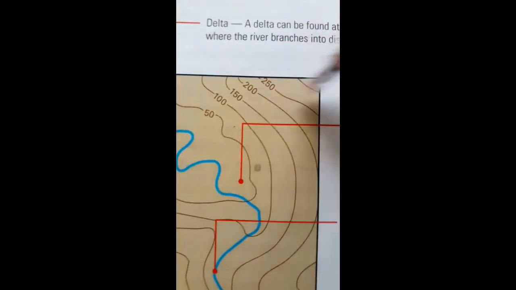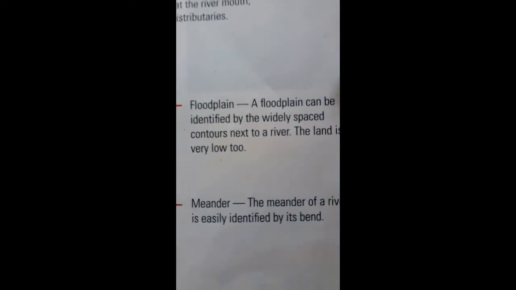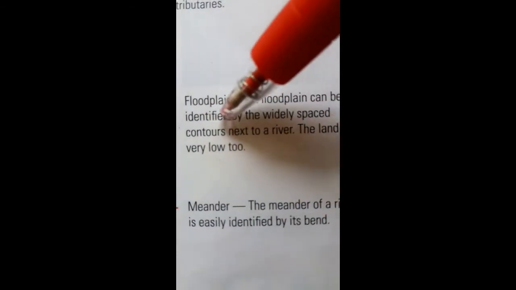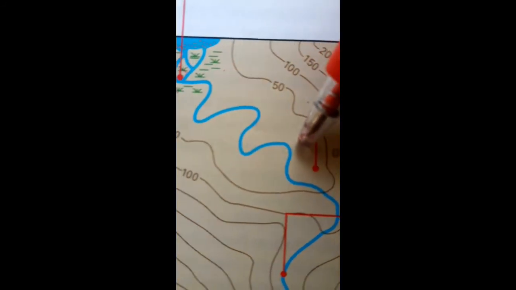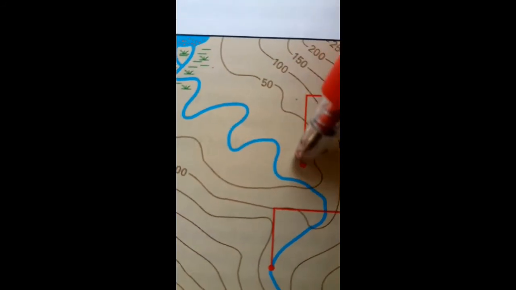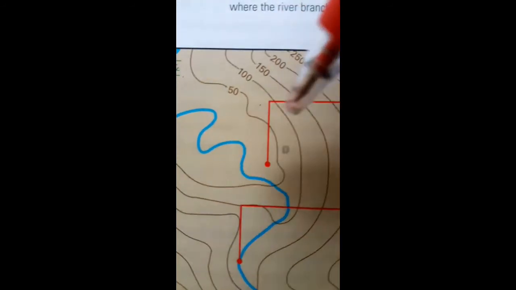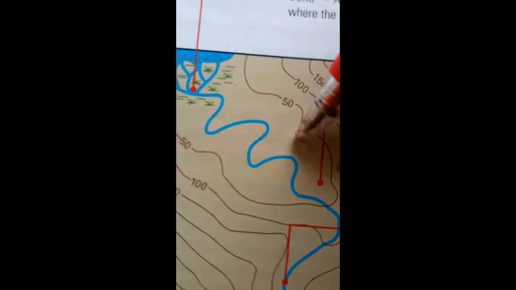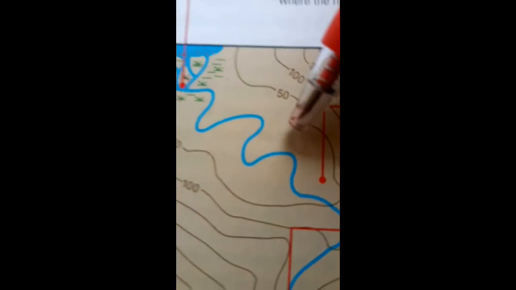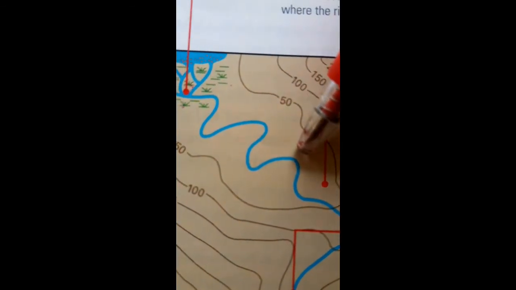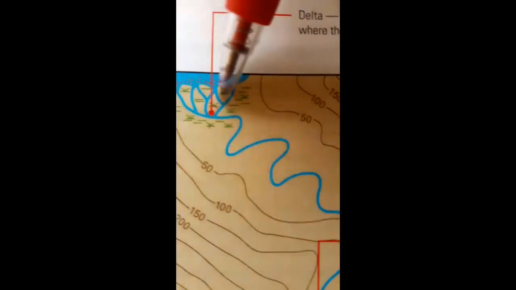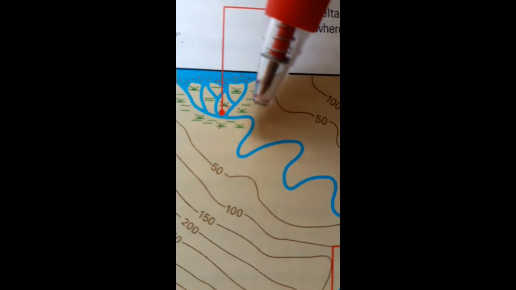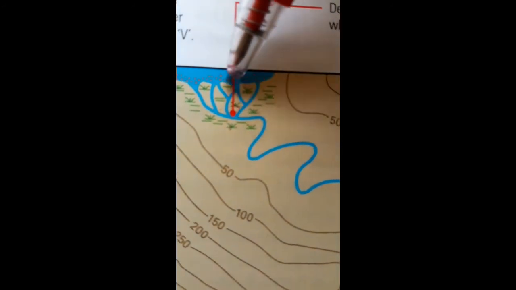And a floodplain, where the contours are widely spaced next to a river, here is one, this is a floodplain here. Alright? And the land here is very low, a low-lying area, and that is a floodplain, and usually it is located near the river mouth.